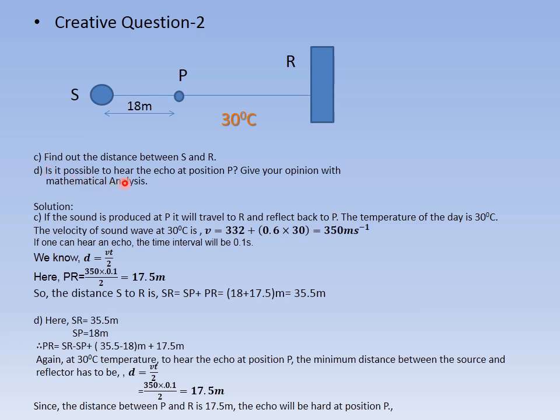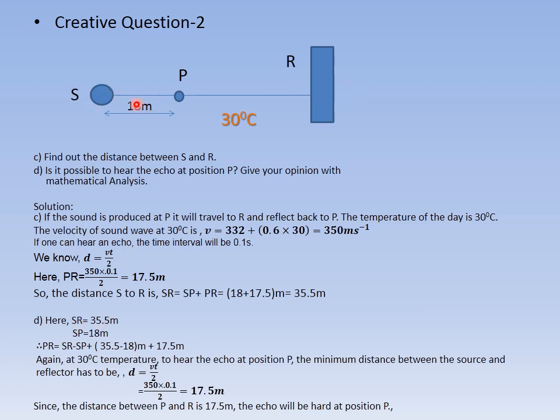So students, the next question will be very easy for you. Is it possible to hear the echo at position P? That means, let's say there is a person standing on P, is it possible for him to hear the echo? By doing the calculation, we got that the distance between P and R is 17.5 meter, and as we know, the minimum distance for hearing echo is 16.6 meter. So the distance, which is 17.5, is more than 16.6, so it is very easy for P to hear the echo. Let's go with the mathematical solution.